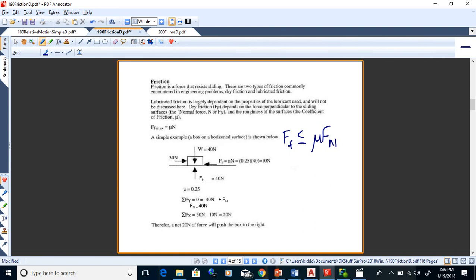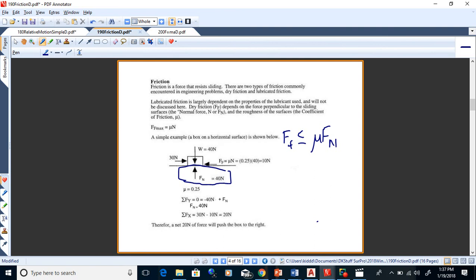So what you want to do when you're figuring up friction is take the time to calculate the force of the surface on the object. In simple cases, it might equal just the weight of the object, but there are other cases where it may not.